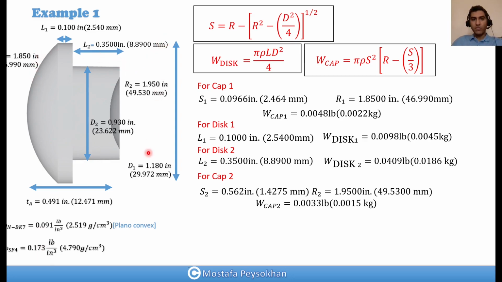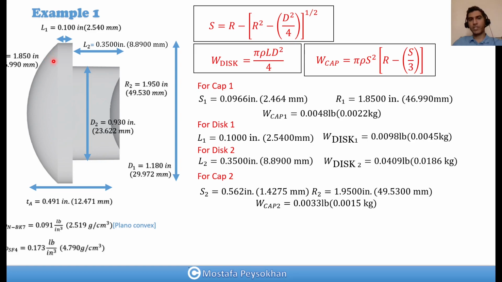So we have D1, 1.8 inches, 29.97 millimeter. This is D1. This is D2. This is R1. We have R2. We have the total thickness. We have L1, which is the thickness of this disc. And we have L2, which is the thickness of this disc.